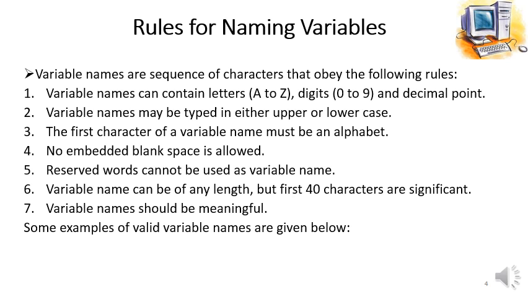Some examples of valid variable names are given below. X is a variable name. It can be used as a variable. Pay, roll.number. Now here there is no blank space. Notice that it's a full stop. Average, A1, B2, C3. It is also a variable name because it starts with an alphabet. Tax. All these are valid variable names.